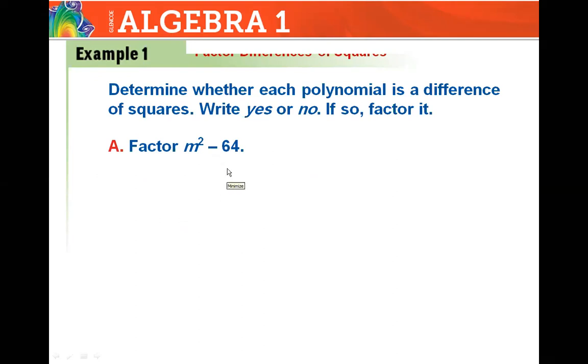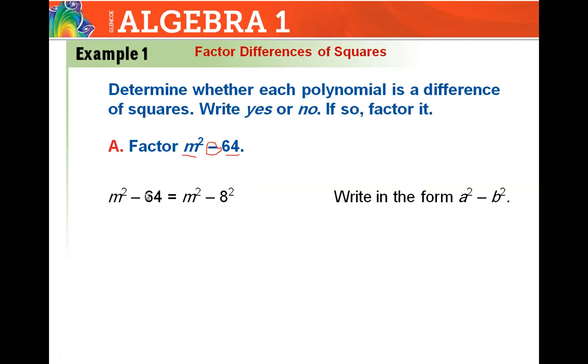I need to know if this polynomial is the difference of two squares or not. First, ask yourself, the first term is squared? Yes. And the second is squared? Yes. It means it has a perfect square number? Yes. Between them, minus? Yes. So it's a difference of two squares, so we can say yes, because m power 2 and we have here 64, it means 8 power 2, between them minus.